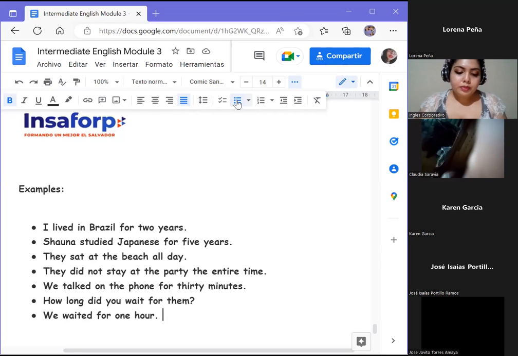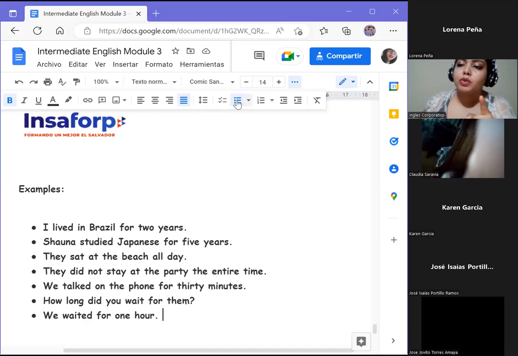So tomorrow we are going to end this part because we have some details that we need to learn about the simple past, and we are going to end the topic. Tomorrow I will give you some exercises in which you are going to put into practice the information that you have about this tense. So we are going to end the session here.